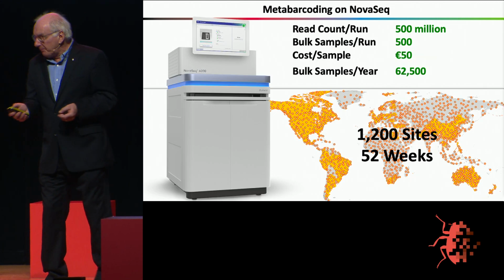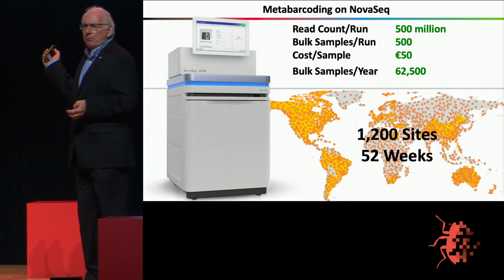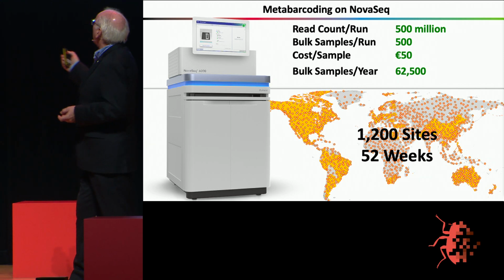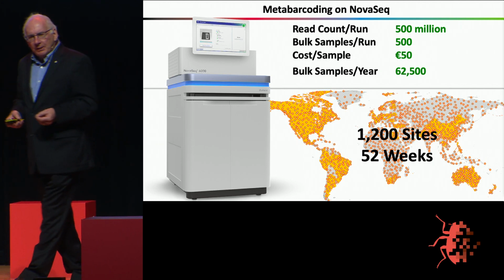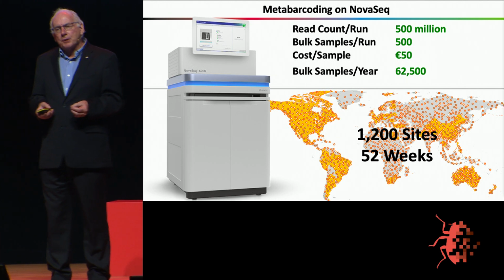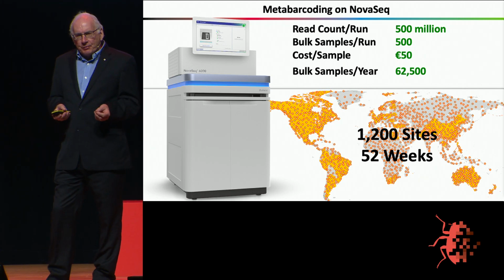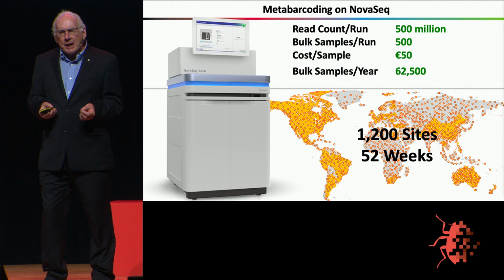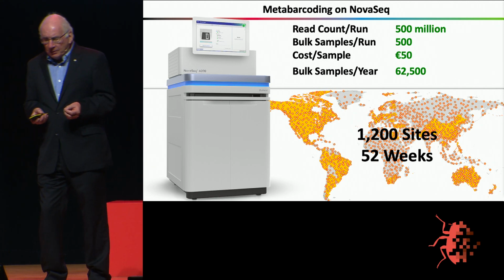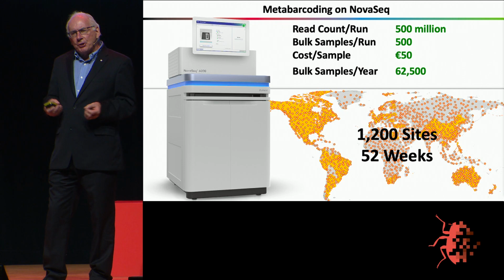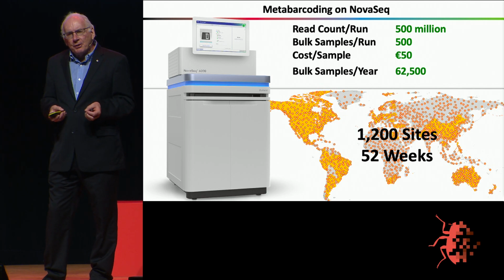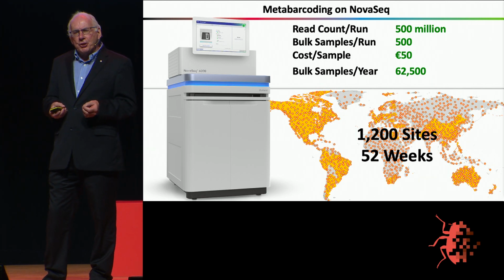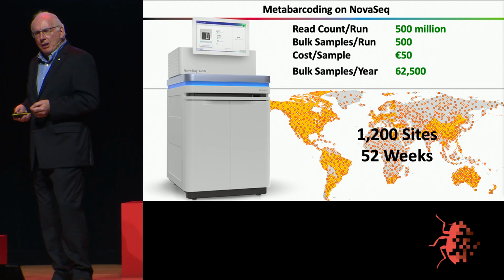Here's the NovaSeq. It cranks out 500 million reads per run. That means you can run 500 samples in every one of these runs, and the cost per sample, all costs in, is 50 pounds. The sequencing cost would be about 10 euros of that total. And you think about what that single machine could do in a year, it can run 62,500 bulk samples a year, 1,200 sites, weekly sample from each of them, resolved. Species composition.